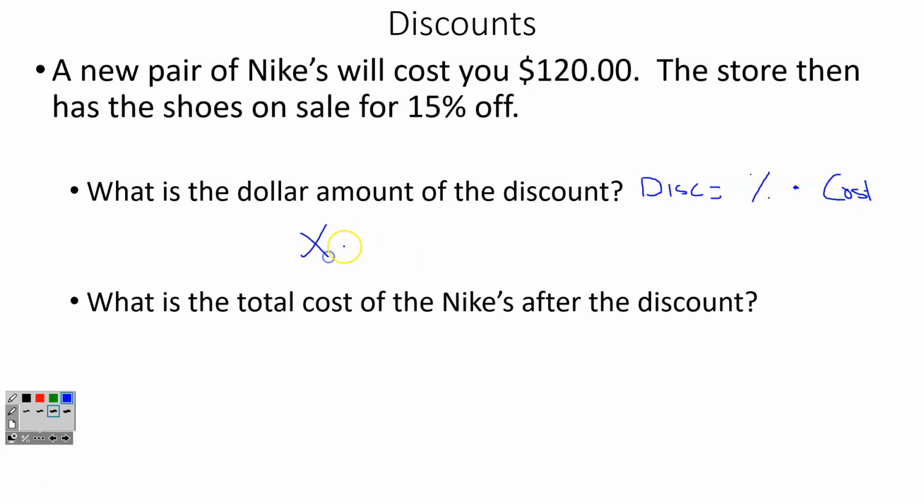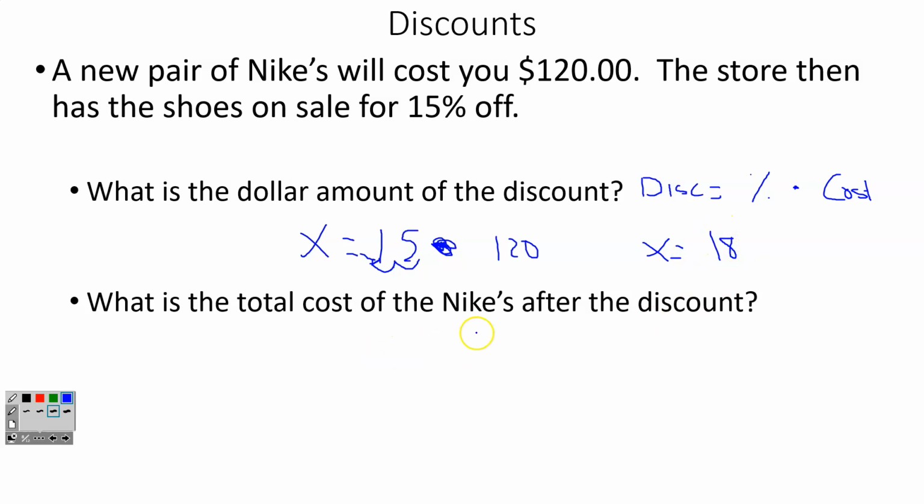So my discount, we don't know yet. The percent is 15 times the cost, which is 120. So if I do 15 times 120, I get 1,800. Can I really save $1,800 on a $120 pair of shoes? Don't forget to divide it by 100. So when you do that, you should get an answer of x equals 18.